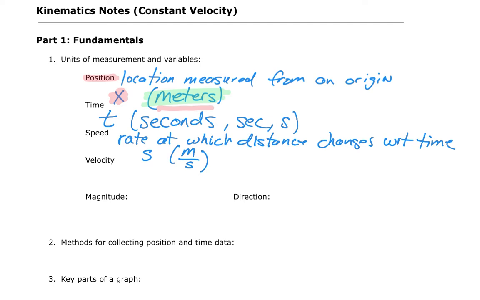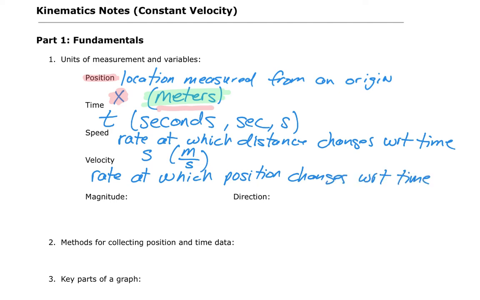And velocity is simply the rate at which position changes with respect to time. And we're going to use the same units, meters per second, to measure velocity. Another way to look at speed and velocity is that speed is basically the absolute value of velocity. So speed is never negative.